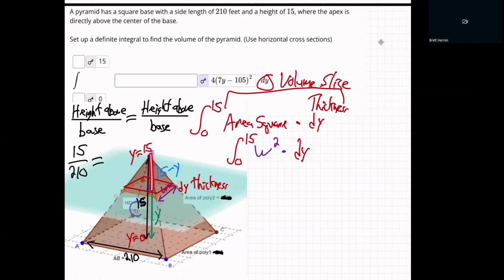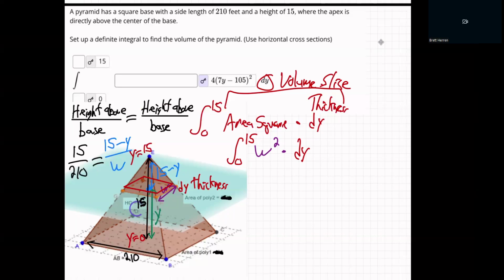Now compare that to this. The height above is going to be 15 minus y over the base, which is the width. Do you see that? How do I know? Well, this is 15 all the way, and this slice is up at a height of y. If this is 15 all the way to the top and it's y up to our slice, then the part that remains is 15 minus y. It's the whole 15, take away the y. That's this part here that remains. You see that? That's the hard part for people to get straight on this one.